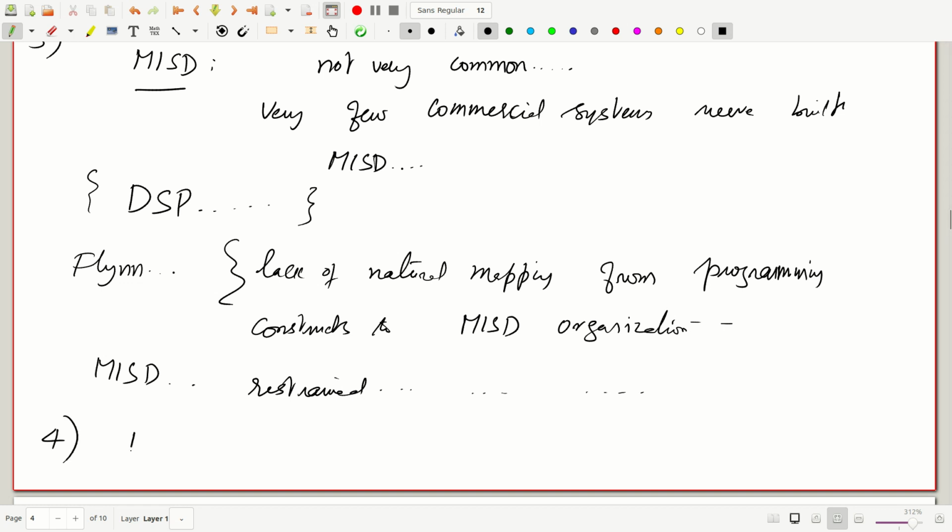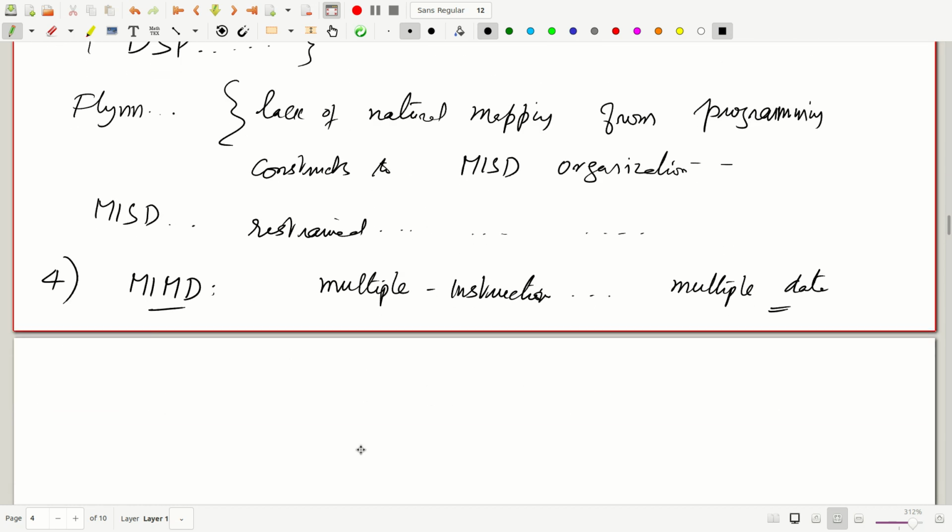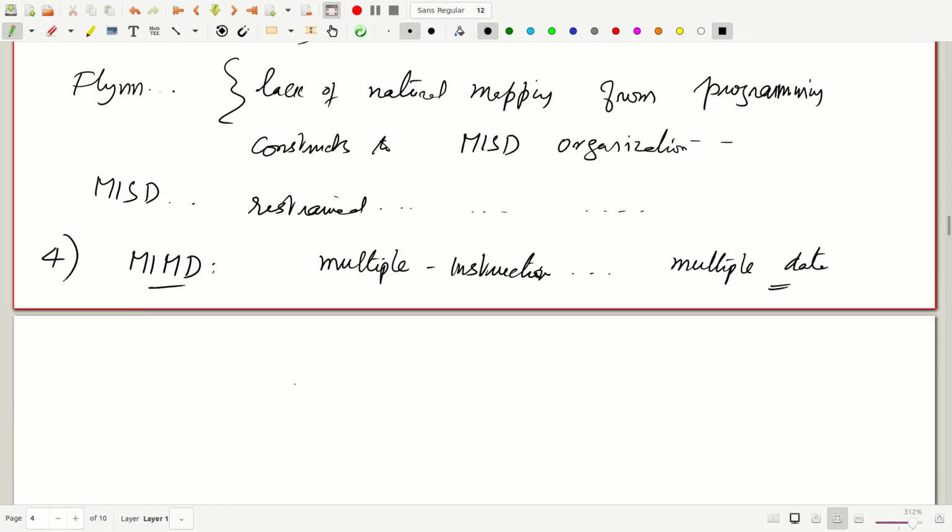And finally we have the multiple instruction multiple data stream, that is the fourth one, in which we have multiple instructions. That means we have multiple cores which are essentially manipulating multiple data. That means we have a lot of data which is being manipulated using multiple instructions. Okay. Now, multiple instruction, multiple data is the most generic category you can get in parallel computers.